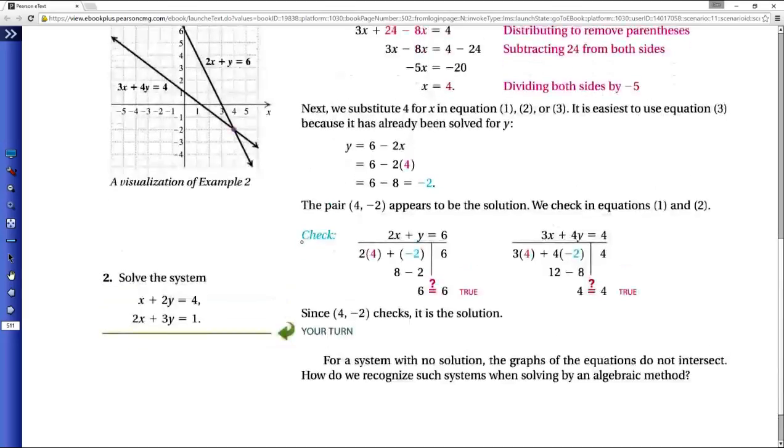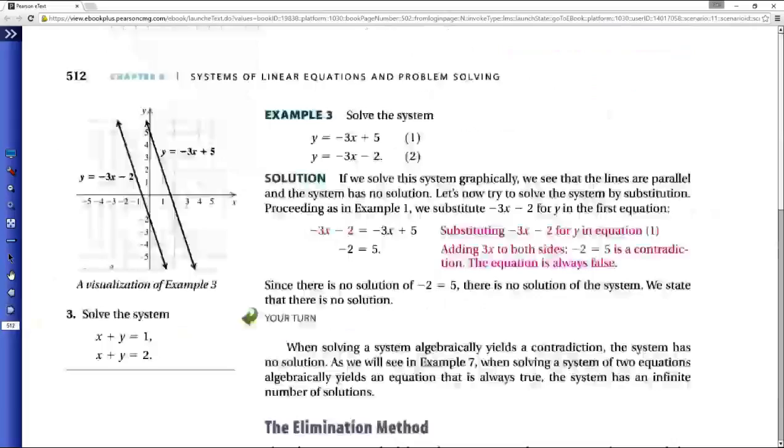So there's one more step in there: you might have to solve for one variable in an equation before you can use the substitution method.